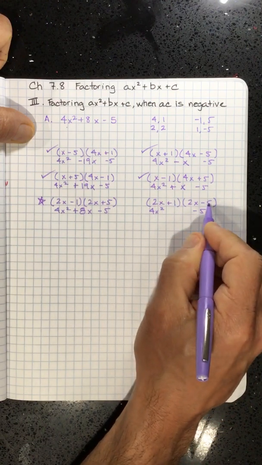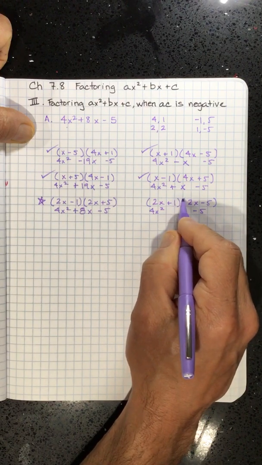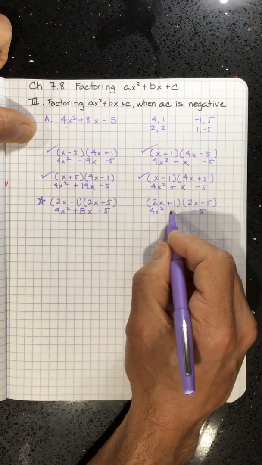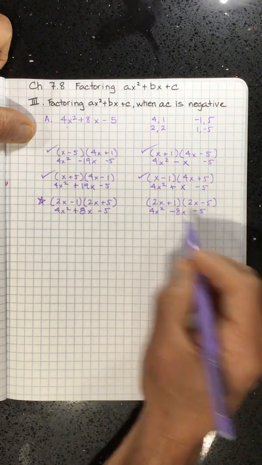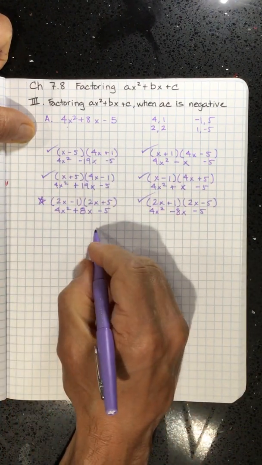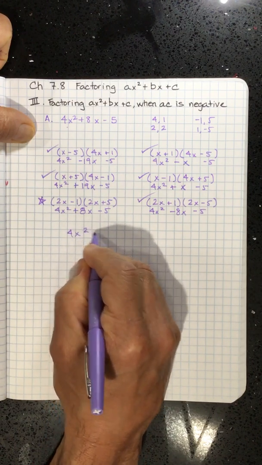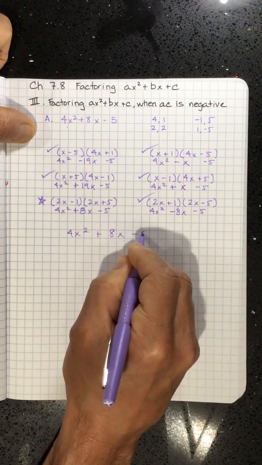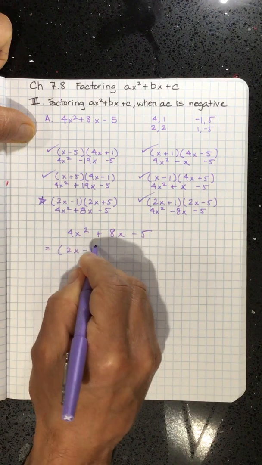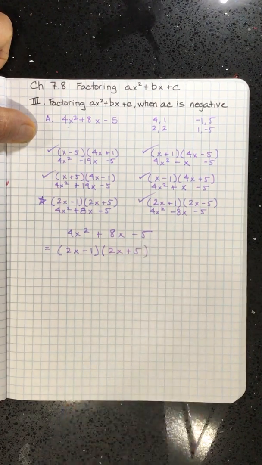2x times negative 5 is negative 10x. Positive 1 times 2x is 2x. And so when we put those together, we get negative 8x. So again, this did not work. So of the 6 possibilities, our one answer is the factoring of 4x squared plus 8x minus 5 is 2x minus 1 times the quantity 2x plus 5.